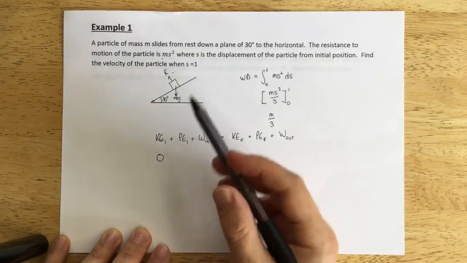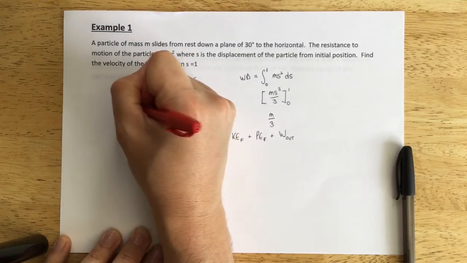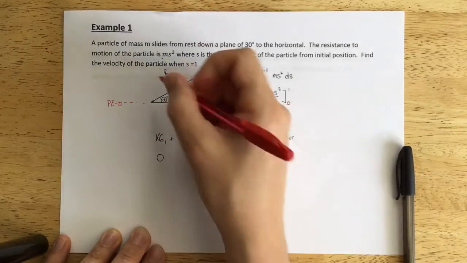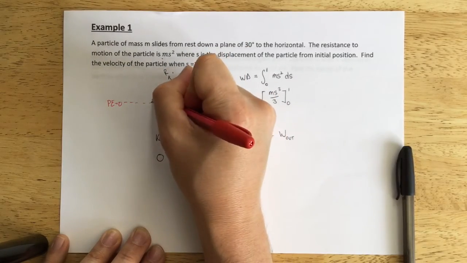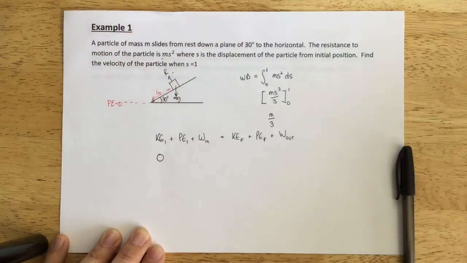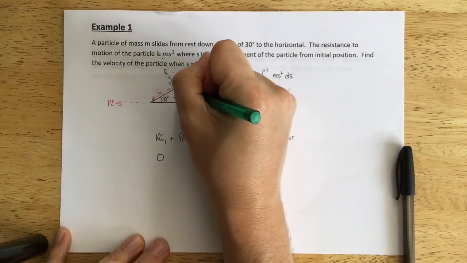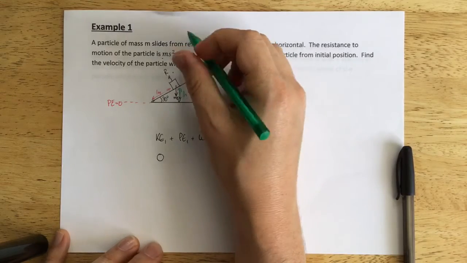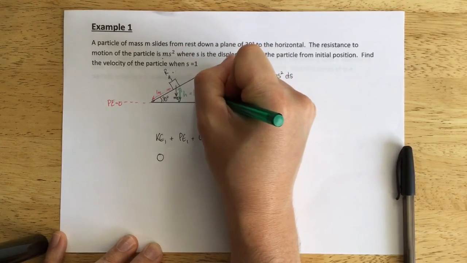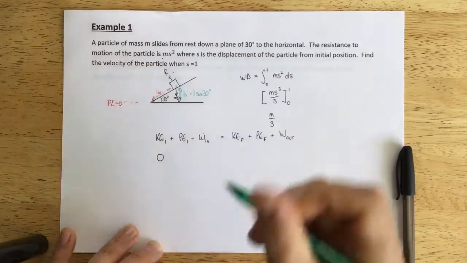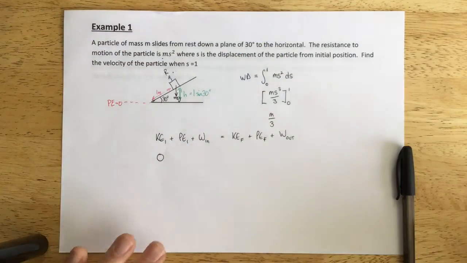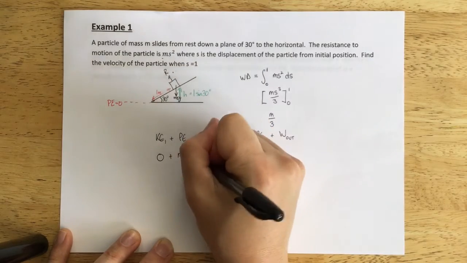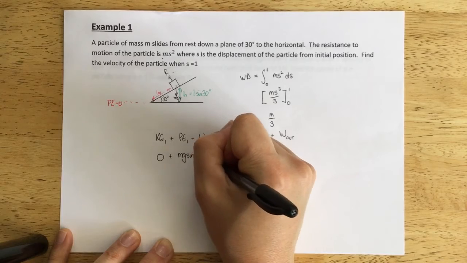We can work out the potential energy if we use our base here, and then this distance is 1 meter. And so if we want to find the height, h, that's going to be 1 meter times sine 30, which is just sine 30. So the potential energy is mg times the height, so it's mg sine 30.